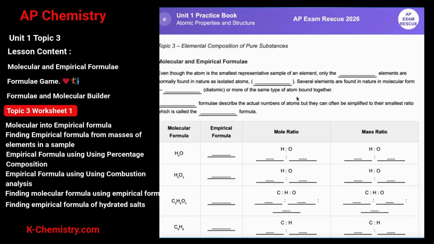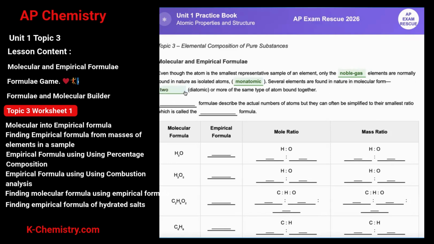Well, let's continue the worksheet for this topic 3, elemental composition of pure substances. Still about the molecular and empirical formula. Even though the atom is the smallest representative sample of an element, only the noble gas elements are normally found in nature as isolated atoms. Monoatomic, I mean. Several elements are found in nature in molecular form.